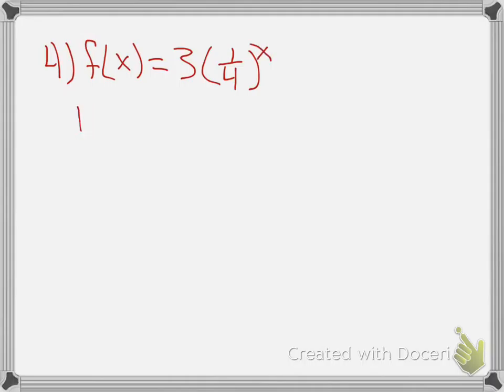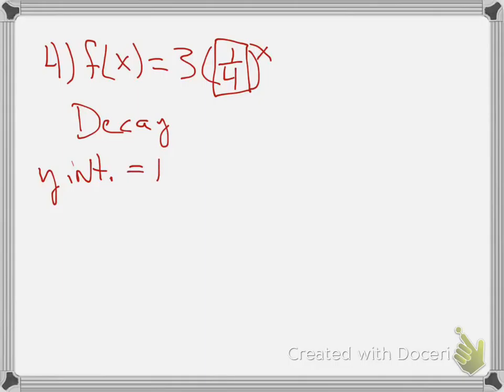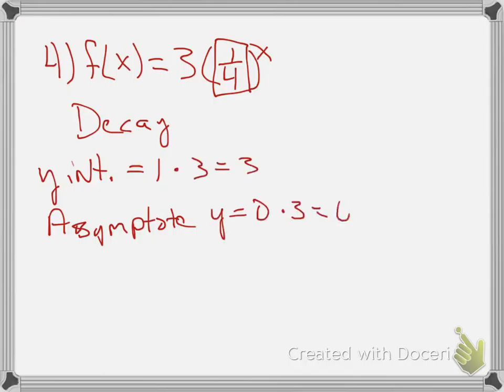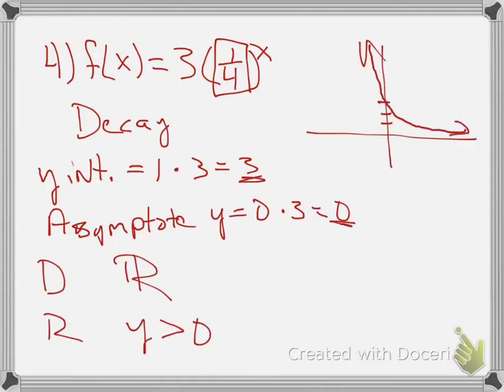There you go. Number 4. We're saying 3 times 1/4 to the x power. Because of the 1/4, this is a decay. Well, what does the 3 do? Well, the 3 takes the normal y-intercept of 1 and the asymptote of 0, and we get to multiply. So the number in front gets to multiply. So I'm going to say 1 times 3 is 3. 0 times 3 is 0. My domain is still all real numbers and my range is going to be greater than 0. Notice here, it goes through 3. It's a decay and it is going close to 0.